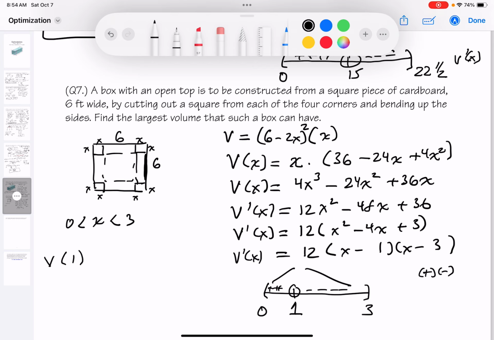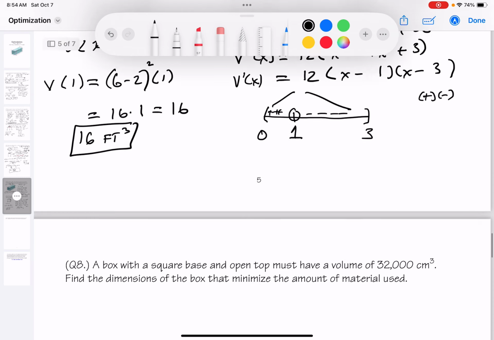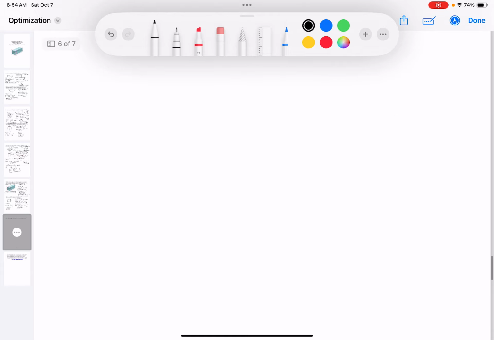It's going to be the volume at 1. So it's going to be 6 minus 2, we're using this formula over here, squared times 1, which is going to be 4 squared, which is 16, times 1, which is 16. So what's the answer over there? It's going to be 16 cubic feet. All right, that one's done. Let's go to the next one, which is number 8, which I think is the last question.